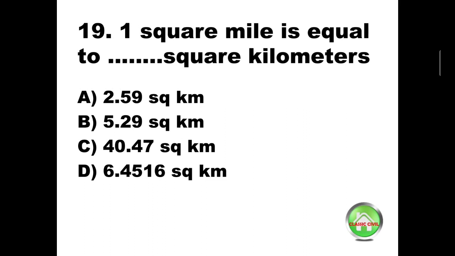Question number 19. 1 square mile is equal to dash square kilometers. Option A, 2.59 square kilometers. Option B, 5.29 square kilometers. Option C, 40.47 square kilometers. Option D, 6.4516 square kilometers. Answer is option A, 2.59 square kilometers.